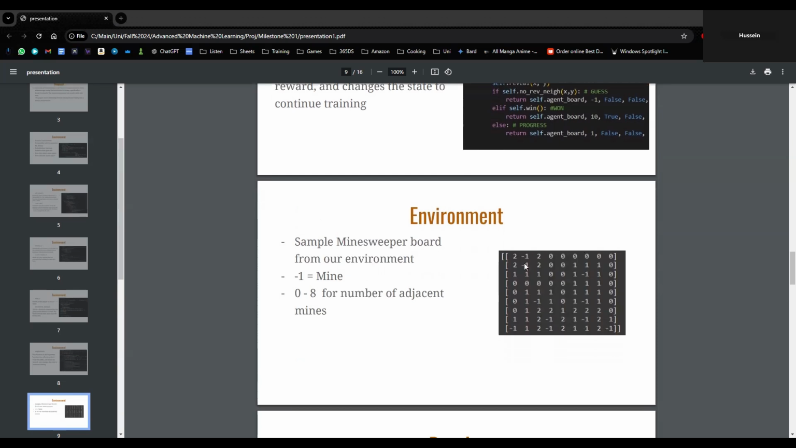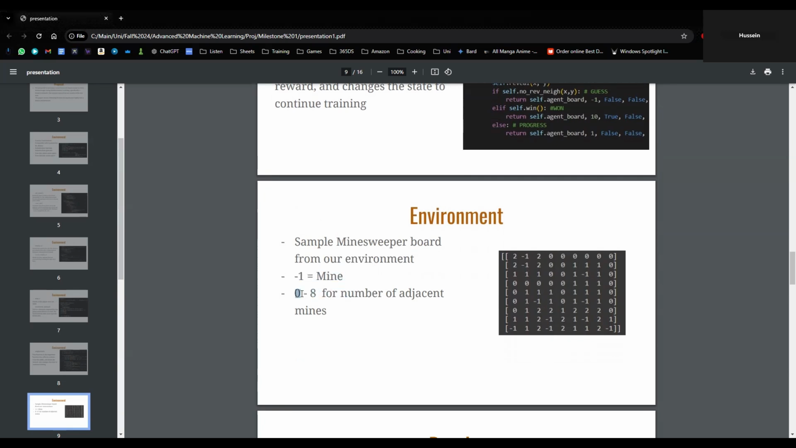Okay, so here we have a picture of the actual board with the numbers representing whether it's a mine or an empty cell or an actual number. So -1 is a mine, and 0 to 8 is for the number of adjacent mines. So for the agent, actually, they don't get this. They get the same board but filled with -2s, which are hidden cells.